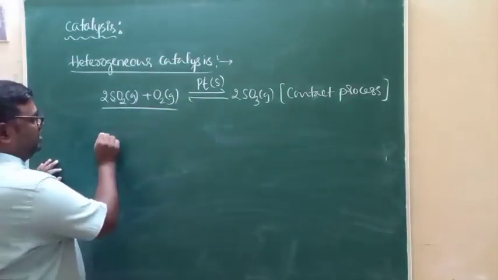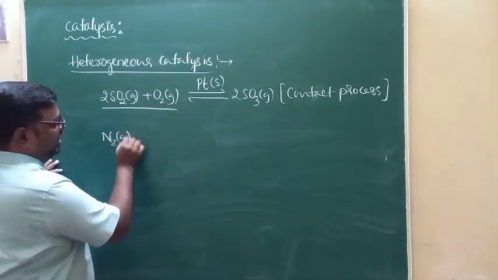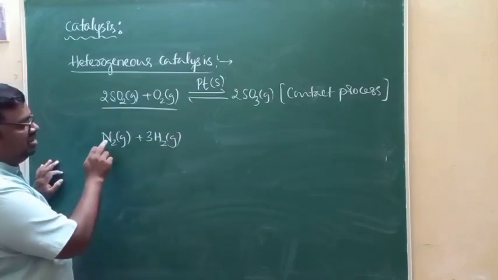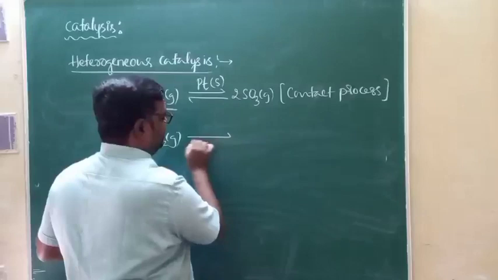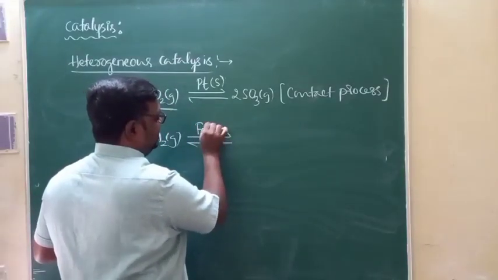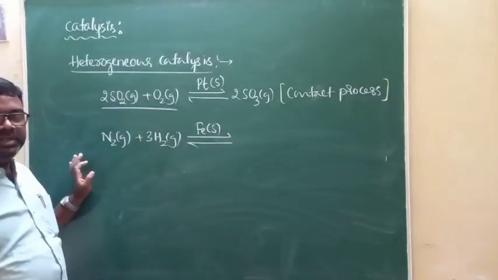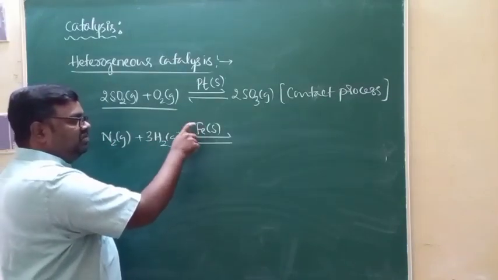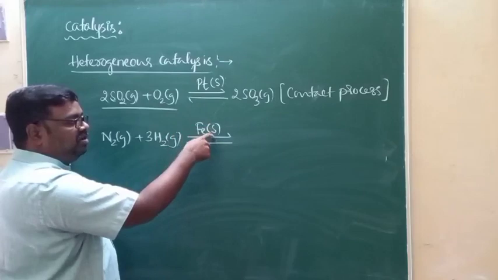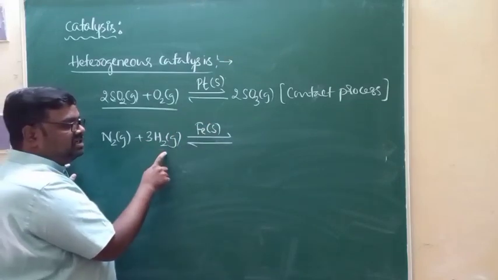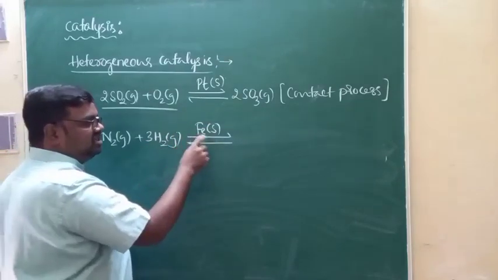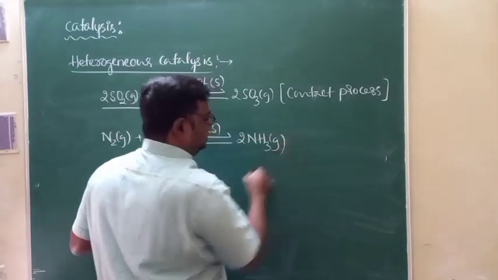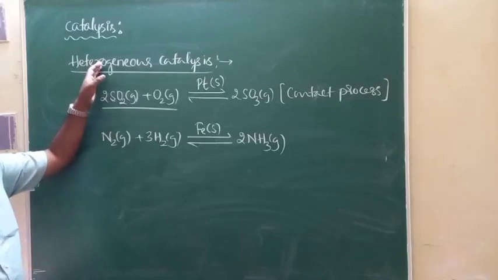Apart from that, in the manufacture of ammonia by Haber's process, look at this. Here, the reactants are nitrogen and hydrogen gases, and the reaction is catalyzed by solid iron. The reaction is catalyzed by solid iron, finely divided iron, iron powder we are using. Your reactants are in gas phase, catalyst is in solid phase. That leads to the formation of ammonia gas. This is one more example for heterogeneous catalysis.